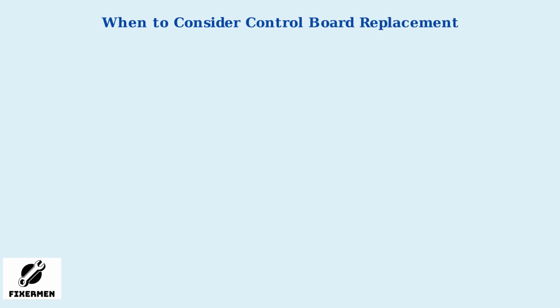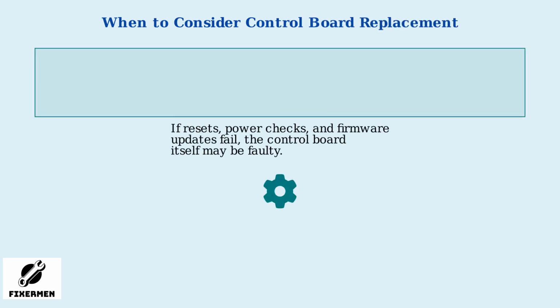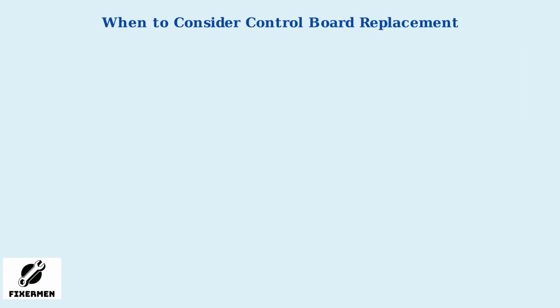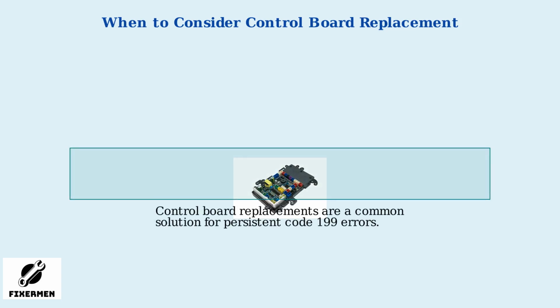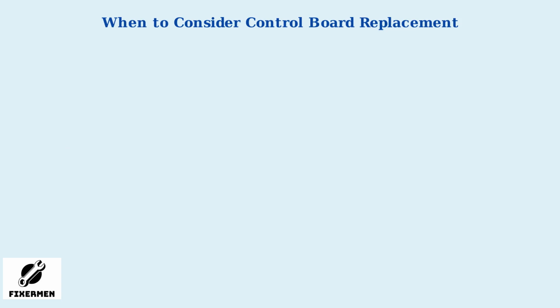When troubleshooting steps like resets, power checks, and firmware updates fail to resolve error code 199, it may indicate a faulty control board. The control board acts as the electronic brain of the toilet, and persistent errors often require its replacement. Control board replacement is a common and effective solution for persistent code 199 errors. The faulty board can cause recurring issues with the toilet's electronic functions.